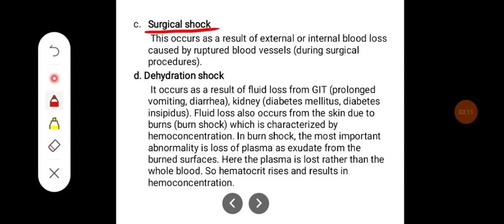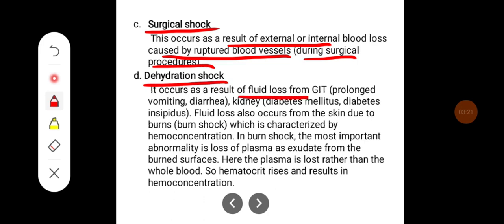Surgical shock. This occurs as a result of external or internal blood loss caused by ruptured blood vessels, usually during surgical procedures. Dehydration shock. This occurs as a result of fluid loss from the GIT, that is, prolonged vomiting and diarrhea, and diseases of the kidney like diabetes mellitus, diabetes insipidus.